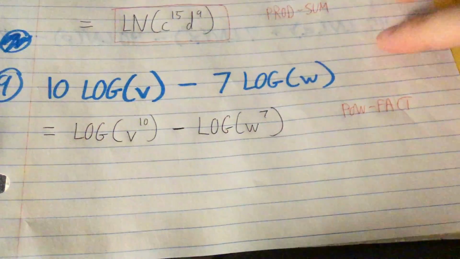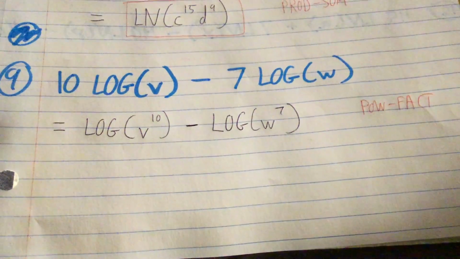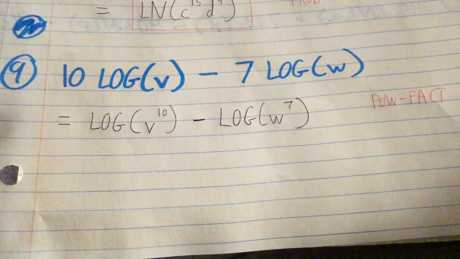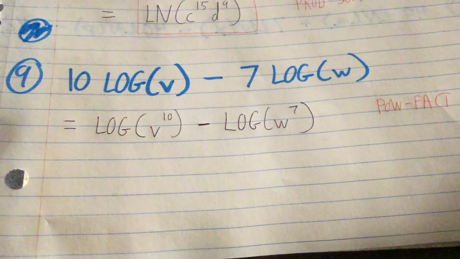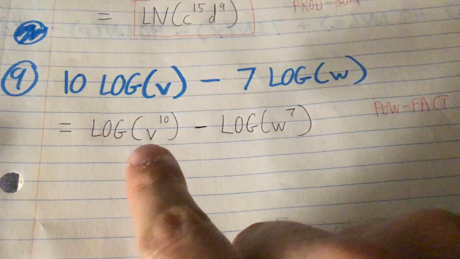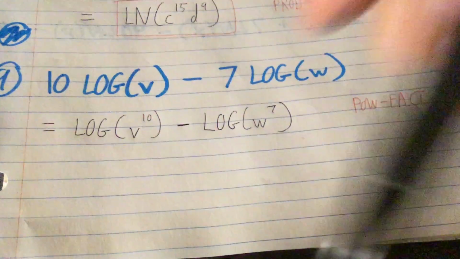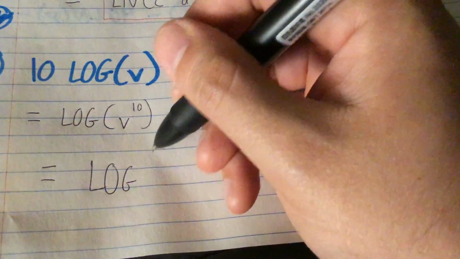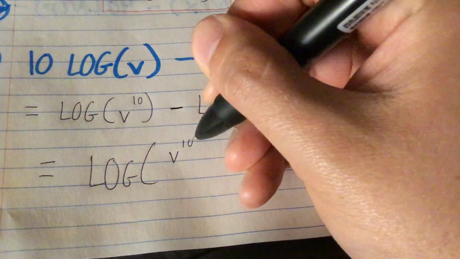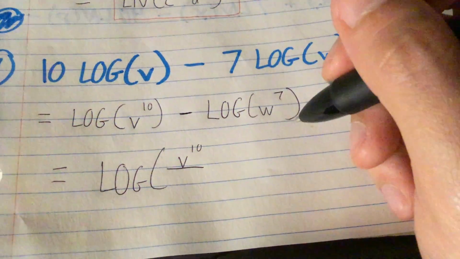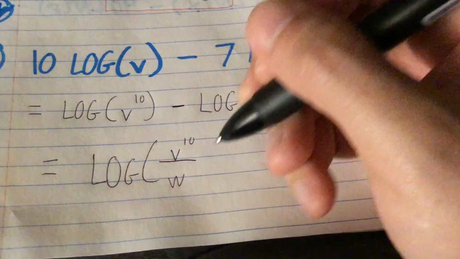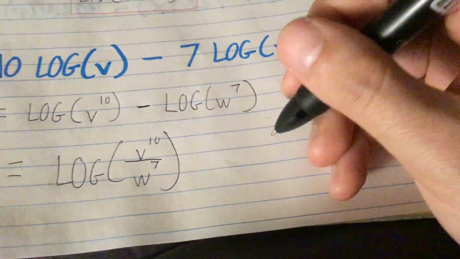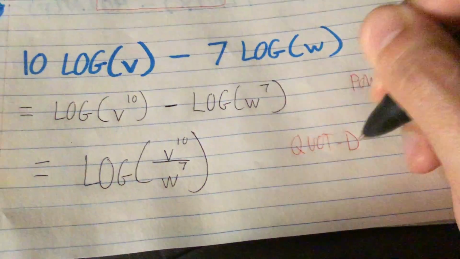Okay, and now subtraction expanded. What does that mean if it was subtraction expanded? What does that mean condensed? Division condensed. Numerator minus denominator. So now I've got the log of v to the 10th, which is the numerator now, minus log of w to the 7th, which is now the denominator. So this becomes log of v to the 10th over w to the 7th because of the quotient difference rule.